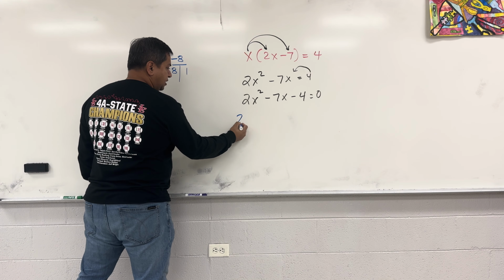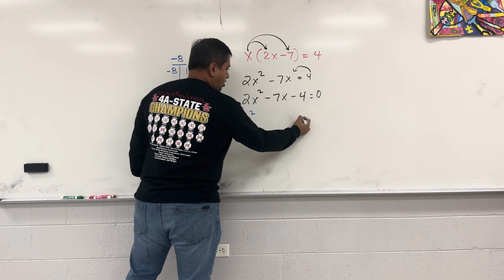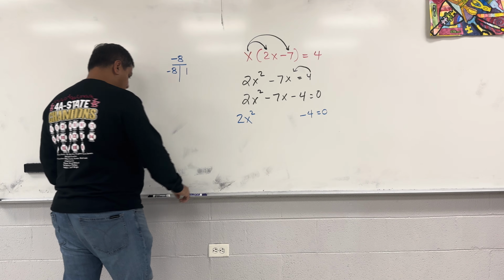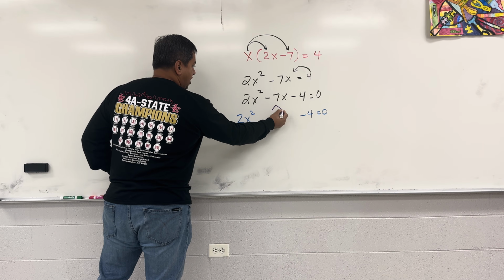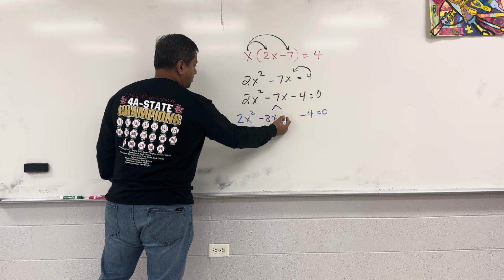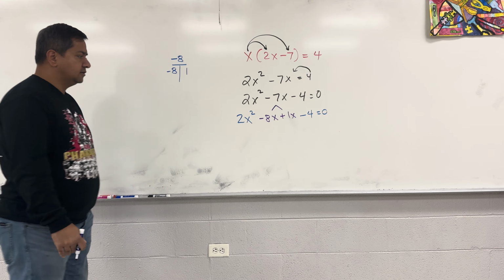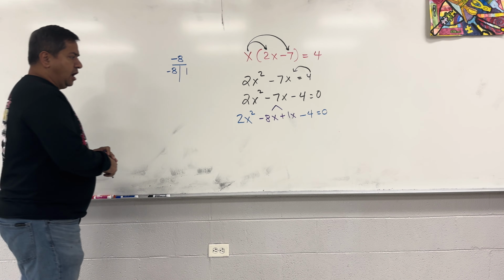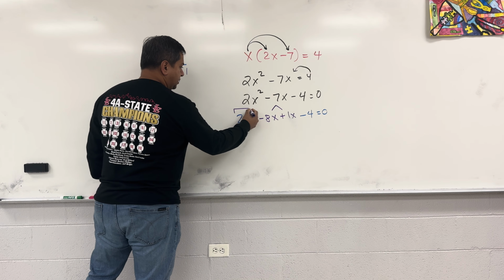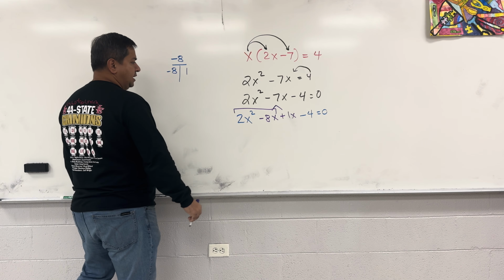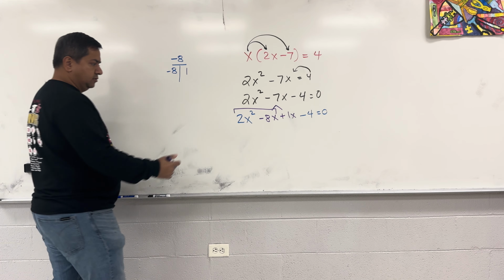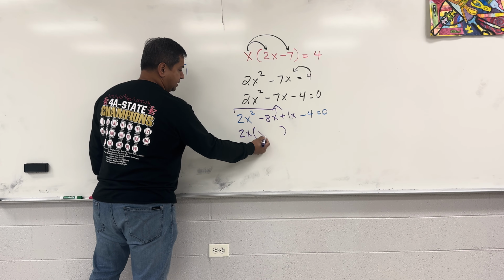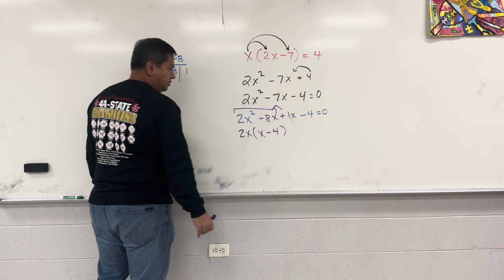So we then copy the first, copy the last. We have to keep up with this equal to 0 part. And then the middle one is now broken as negative 8x plus 1x, or plus x. Right. Now we do factor by grouping, where we take the first two, and what comes out from the first two? 2x comes out, and then we're left with x minus 4.